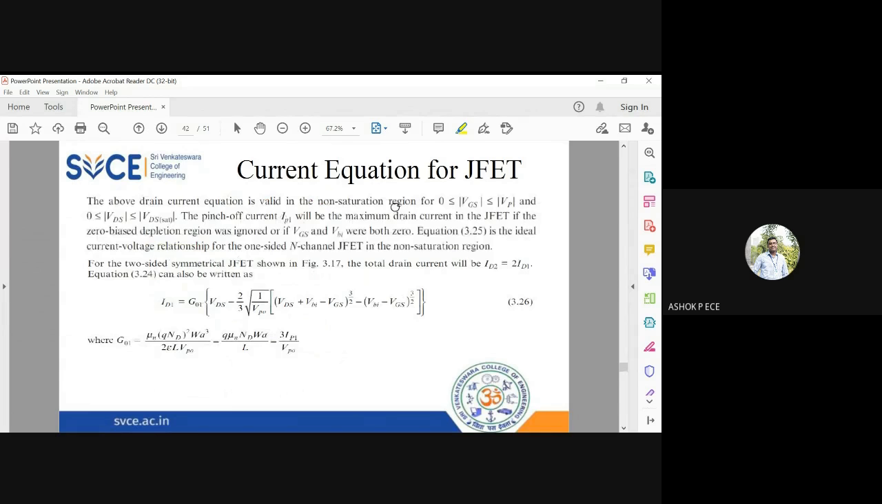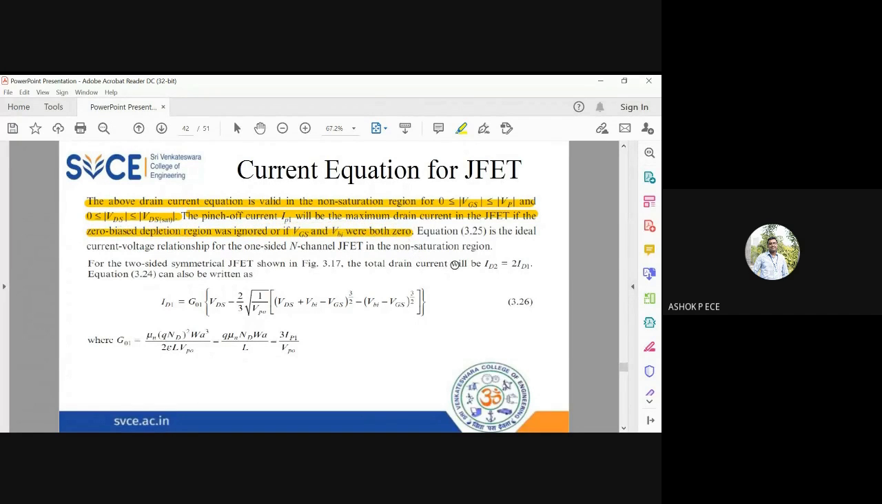Okay, so the above drain current expression is valid in the non-saturation region, that is, not till your pinch off voltage. So the current will slowly increase till your pinch off voltage. The pinch off current will be maximum if the zero bias depletion region is ignored, or VGS equal to zero. The maximum drain current you will get when you put VGS equal to zero.